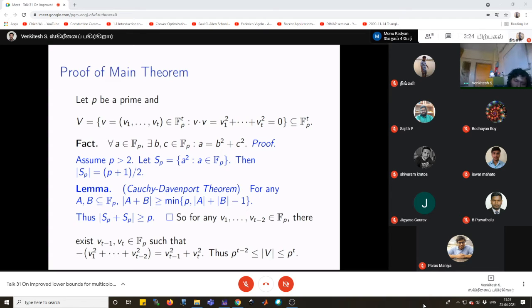Right? But then our degrees of freedom were in the first t minus 2 components. We could have chosen them to be anything. Therefore, there are at least p to the t minus 2 such elements in V. Right? That's what we wanted. So the size of V is at least p to the t minus 2. Because anyway V is a subset of Fp to the t, so it has size at most p to the t. Okay, that's obvious. So this is the takeaway from this slide, that the size of the set is at least p to the t minus 2.